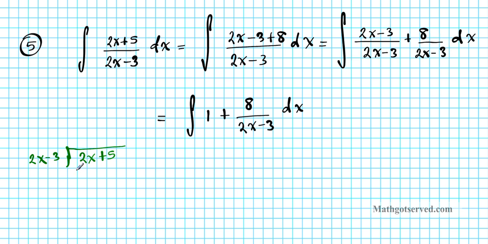All right, so how do we divide this? 2x goes into 2x once. 1 times 2x minus 3 is 2x minus 3. And then you just simply subtract, right? When you subtract, this becomes a minus, this becomes a minus, that becomes a plus. So this is going to be 8. Okay, so your answer is going to be 1 plus 8 over 2x minus 3. Guess what? That's exactly what we have here. I just used a different way of doing it.